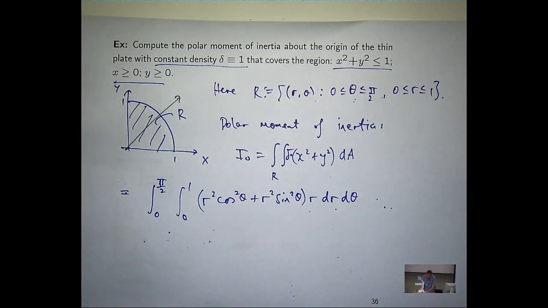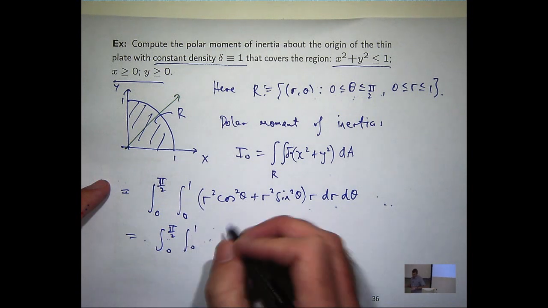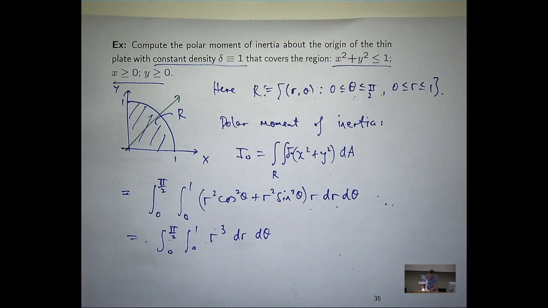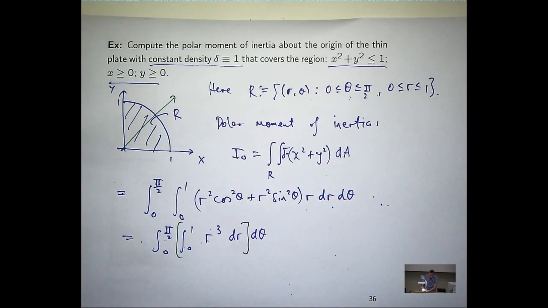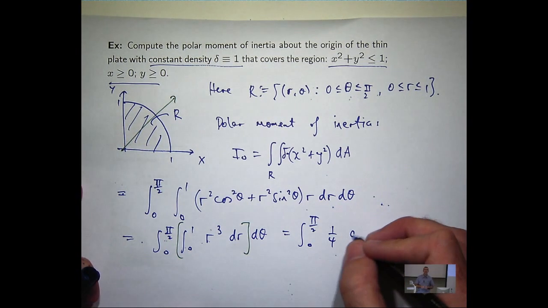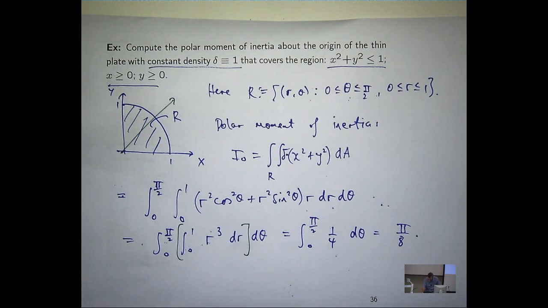Now, hopefully you can see how the change of coordinates is going to really simplify that. The x squared plus y squared is going to simplify massively, and I'm just left with a reasonable integration. So cos squared plus sine squared equals 1. So I'll get r cubed dr d theta. So I want to do the inside integral first. I'm going to get a quarter, and then my final answer should be pi on 8.